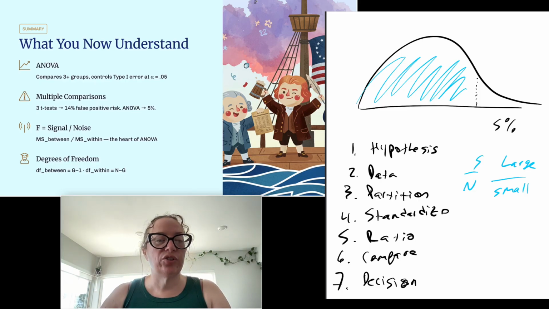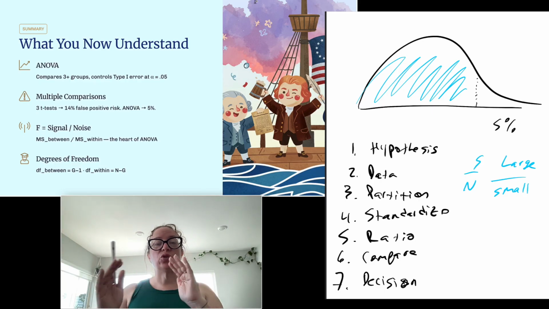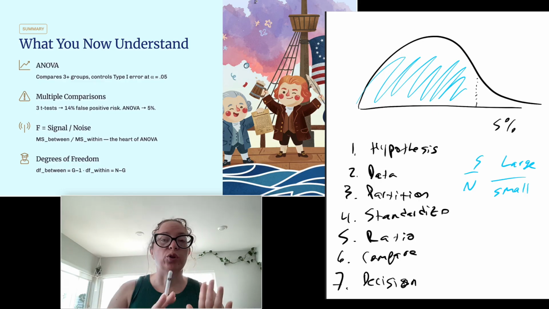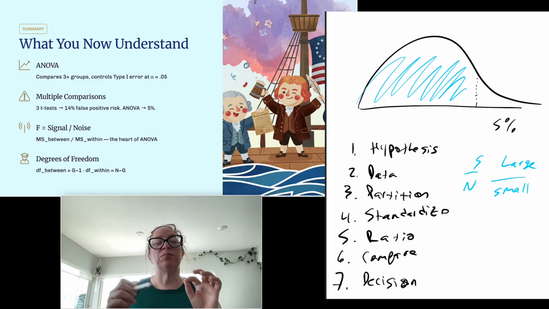Then we have to understand our degrees of freedom. If that is confusing to you, which I understand because as a student, it confused the heck out of me, go back and watch my degrees of freedom video. So the degrees of freedom between is G minus 1. The number of groups minus 1. The degrees of freedom within is N minus G. So the total observations minus the number of groups. Okay, and both are needed to find the F critical from the table.